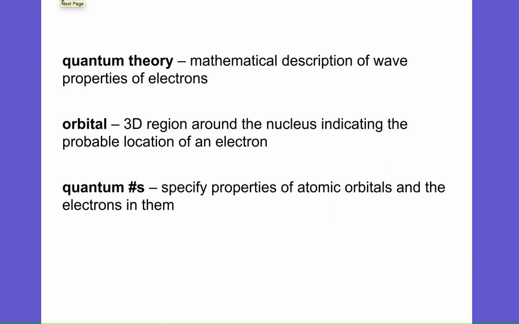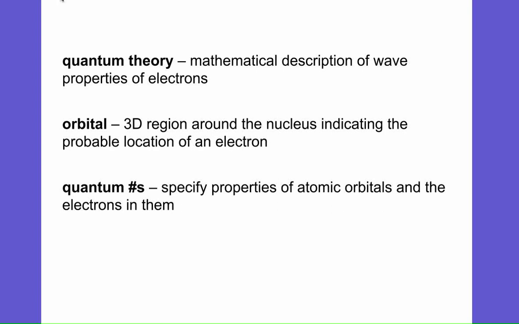Otherwise, just a couple definitions here quick. Quantum theory is a mathematical description of the wave properties of electrons. Orbitals are 3D regions around the nucleus indicating the probable location of an electron. Remember, we don't talk about where the electron is exactly so much as where it could be, right? Thinking of it as a wave of probability as opposed to a single point is important. Remember, because it passed through two slits at the same time to interfere with itself. It can't possibly be a particle at all times.